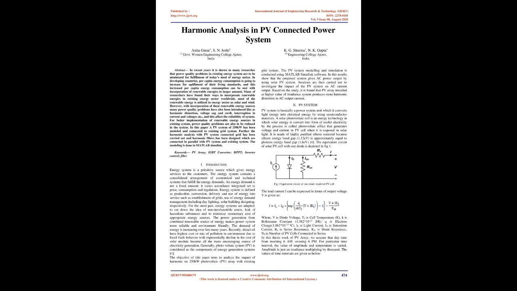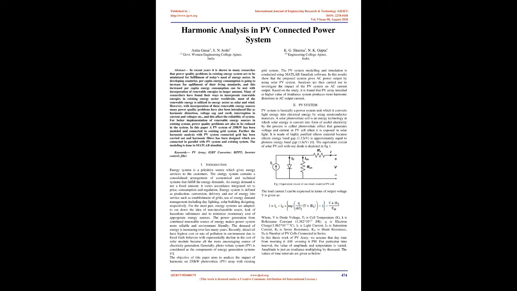per capita energy consumption can be met with incorporation of renewable energies in larger amount. Many researchers have found their ways to incorporate renewable energies in existing energy sector worldwide. Most of the renewable energy is utilized in energy sector as solar and wind. However, with incorporation of these renewable energy sources, many power quality problems have also been introduced, like harmonic distortion, voltage sag and swell, interruption in current and voltages, etc., and this affects the reliability of system.